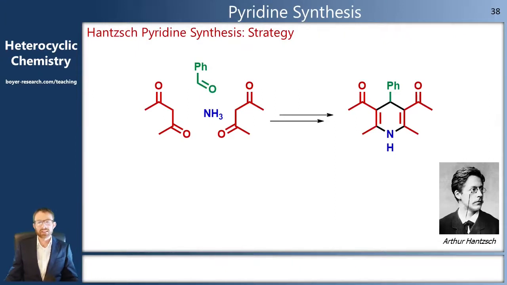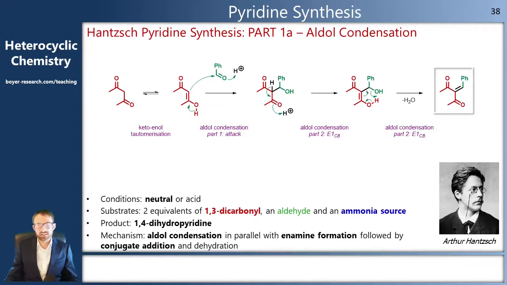One of the most iconic heterocyclic chemistry reactions is the Hantzsch pyridine synthesis. Now this approach takes simpler building blocks, specifically 1,3-dicarbonyl compounds, an aldehyde, and a source of ammonia. And these are combined to make a dihydropyridine. There are 3 steps to this.